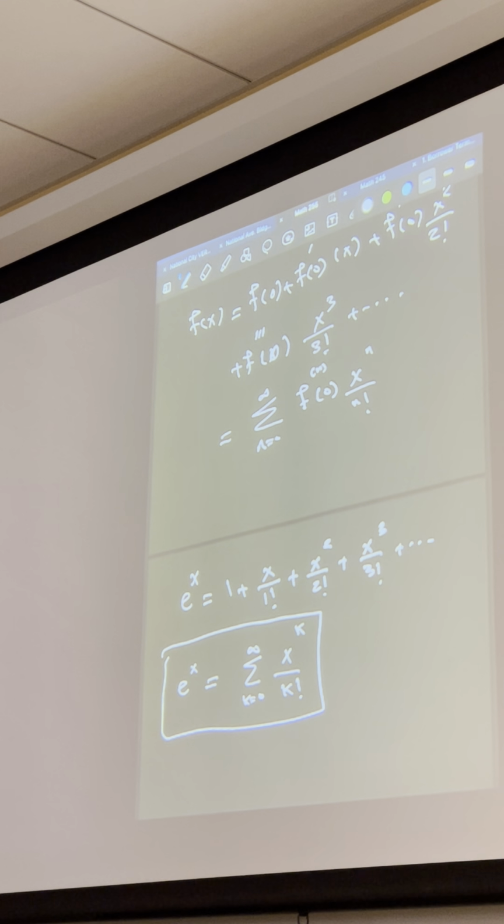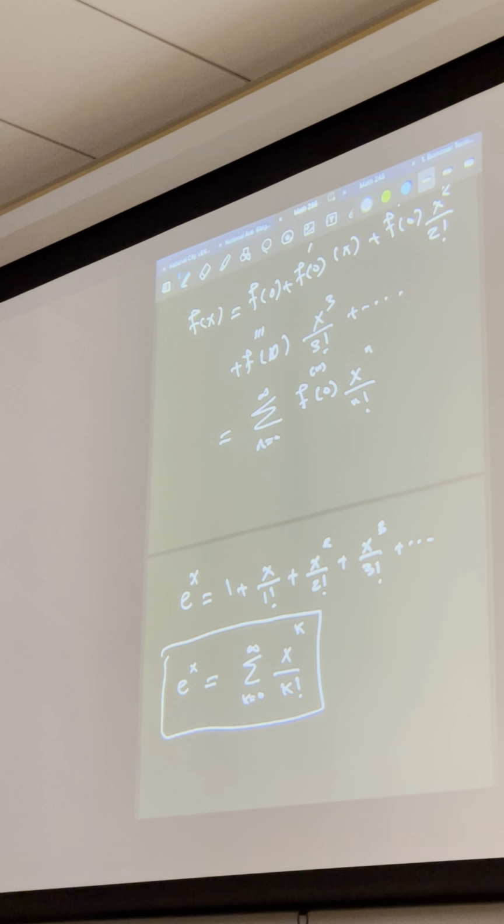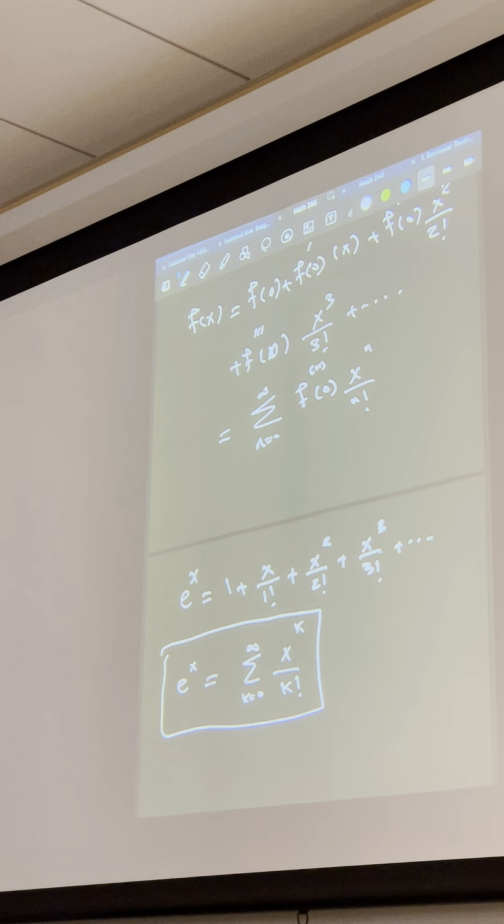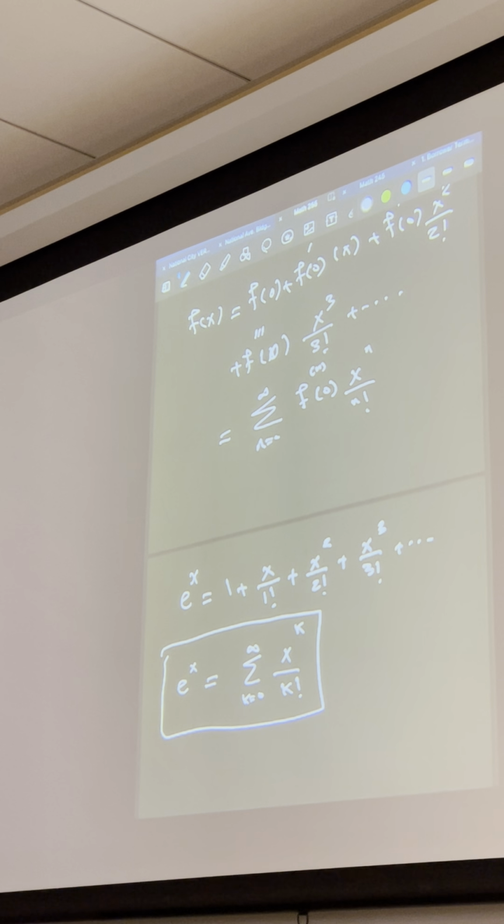Has anyone seen the proof for Taylor series? Like, why can you write a function as a bunch of addition of polynomials? I don't recall. Here's a good extra credit problem for you: dig up the proof for Taylor series. Like, why is this true?